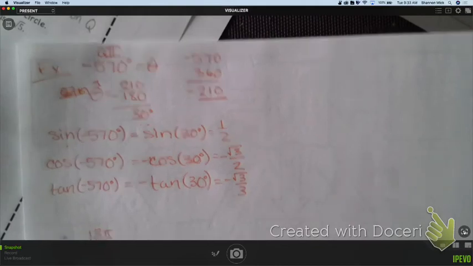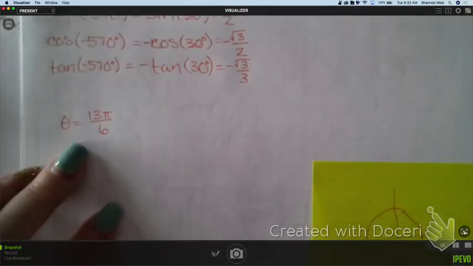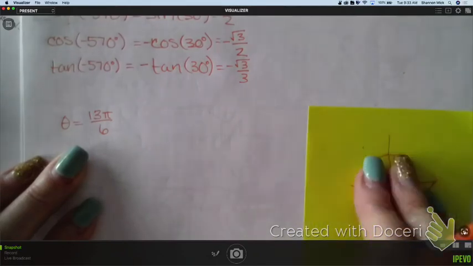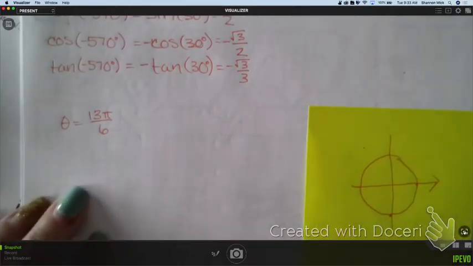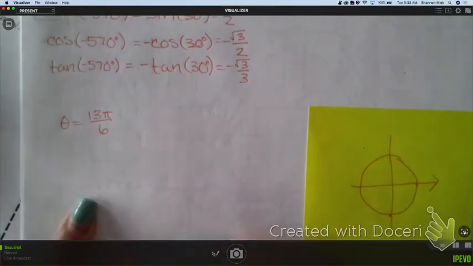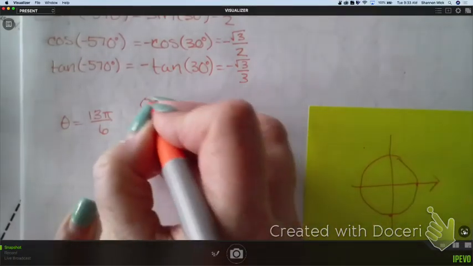Okay, last one of these. 13 pi over 6. Somebody tell me where that's at and why. In the first quadrant. Why? Because it's over 2 pi. It's 1 more than 2 pi, isn't it? Because 2 pi would be what? 12 over 6. You've started seeing those things, right? So we're here. So it's Q1.